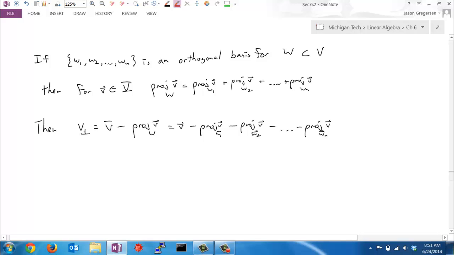Now we have to be a little bit careful because here, what's that perpendicular vector coming up? I said it's just that difference. But if this is a sum, don't forget we'll have to distribute that negative sign. So it will look like we're taking v minus all those projections. We have to distribute that negative sign.